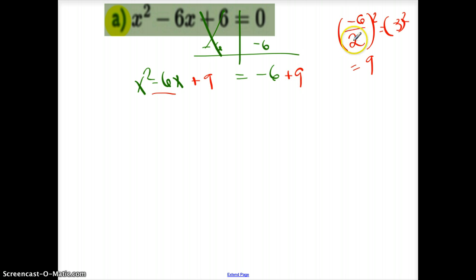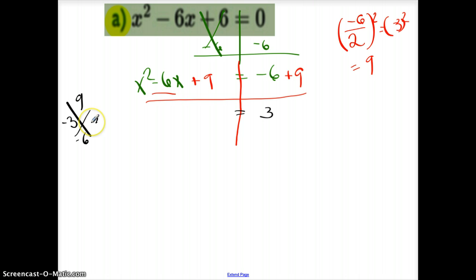B divided by 2 squared. Okay. I'll simplify the right side because that one looks pretty simple. 9 minus 6 is 3, and that's going to be equal to whatever this is. I'll factor that. 9 on top, negative 6 on the bottom. That looks like negative 3 and negative 3. I will have x minus 3 and x minus 3.